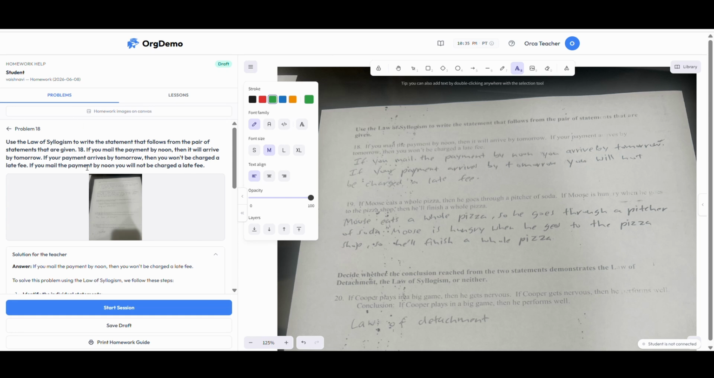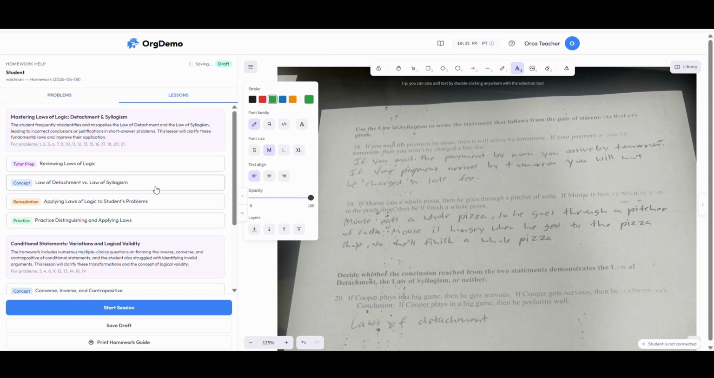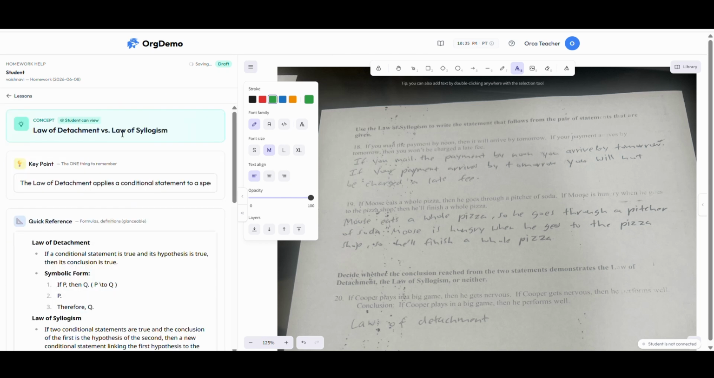So I'm going to look at this problem 18, and I realize I don't remember what the law of syllogism is. The last time I learned this was in 8th grade. So I'm going to have to review this myself. So I'm just going to go to the lessons tab. And then I see the appropriate lesson over here, law of detachment versus law of syllogism. And again, this is something that Lesson Orca created in advance.